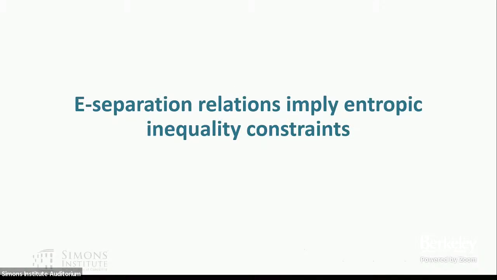Okay, so now I want to move to a different result that also regards equality constraints, but from this part of the presentation, I think the most important take-home message is that E-separation relations imply entropic inequality constraints. So every time we have an E-separation relation, we can give the corresponding entropic inequality constraint that constrains the probability distribution.